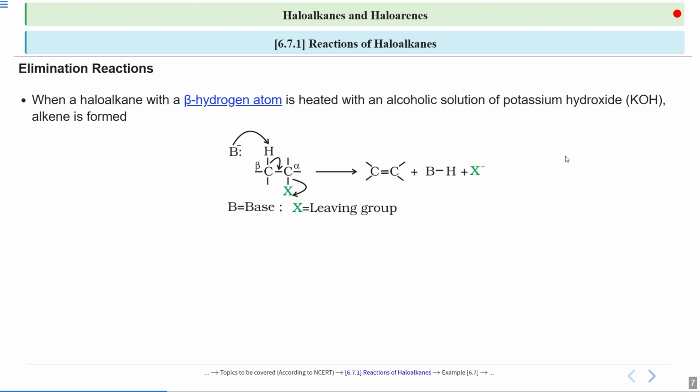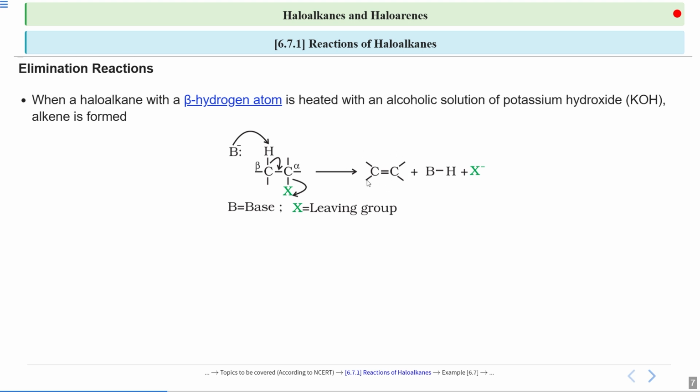Okay, so this is how an elimination reaction happens. You should have a beta hydrogen, you should have a base which can act as a nucleophile, and you should have a leaving group in your reactant, which is here a haloalkane, right? The nucleophile attacks the beta hydrogen atom. The shared pair of electrons between the carbon and hydrogen will shift from the carbon-hydrogen bond to the carbon-carbon bond to form the pi bond, and the leaving group will leave along with its charge.